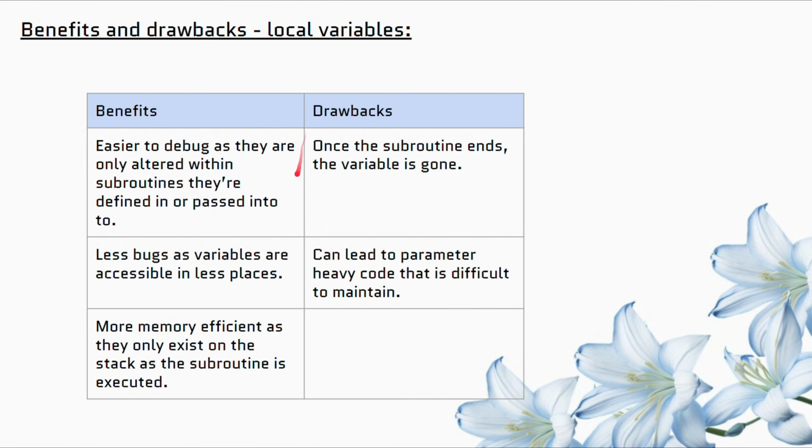The drawback is, once the subroutine ends, the variable is gone. So, of course, if you want to use a variable that is used throughout the program in multiple subroutines, and it is affected by different subroutines in different ways, this can be an issue because once a subroutine ends, that variable is no longer on the stack anymore, it's no longer being used in memory. Another drawback is that it can lead to parameter heavy code. If you need to pass variables into subroutines in every single subroutine you write, it can lead to a lot of different parameters you have to deal with and keep track of, which can be complicated to write.